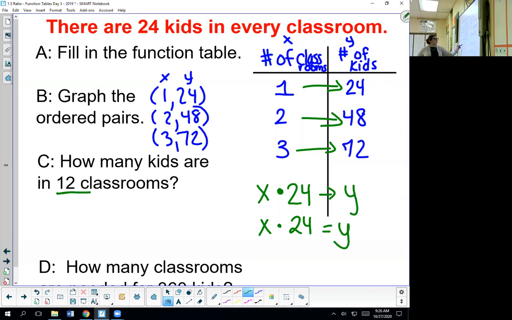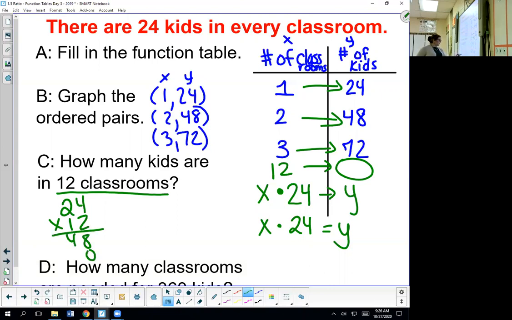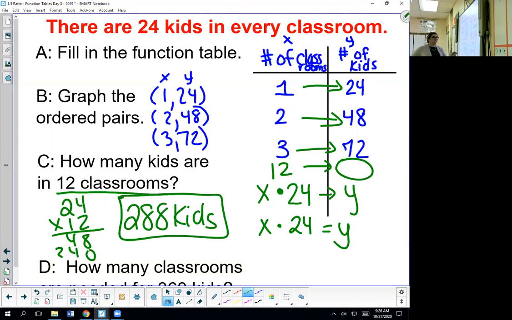Following the pattern, how many kids are there in 12 classrooms? Well, if 12 classrooms is my X, the number of classrooms is my X, I would then have to multiply by 24 to get my answer here. So if I have 12 classrooms, all you have to do is 24 times 12. That would be 288. I would have 288 kids in 12 classrooms. That sounds reasonable.